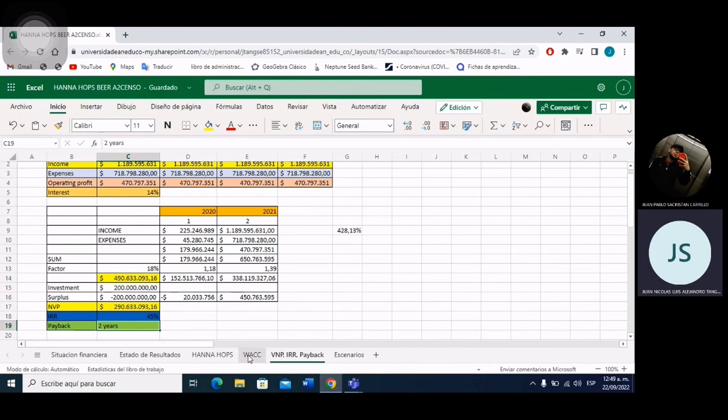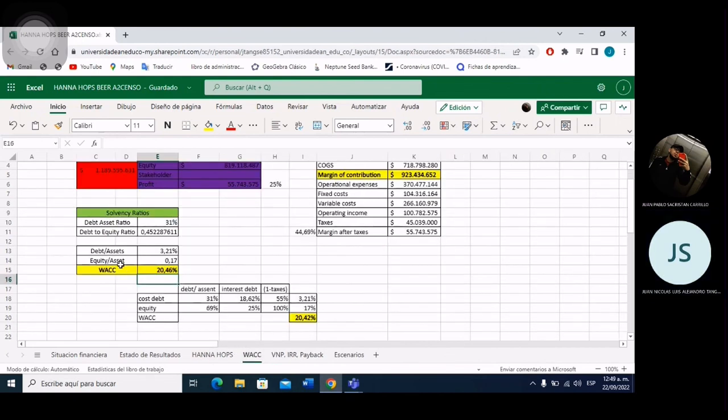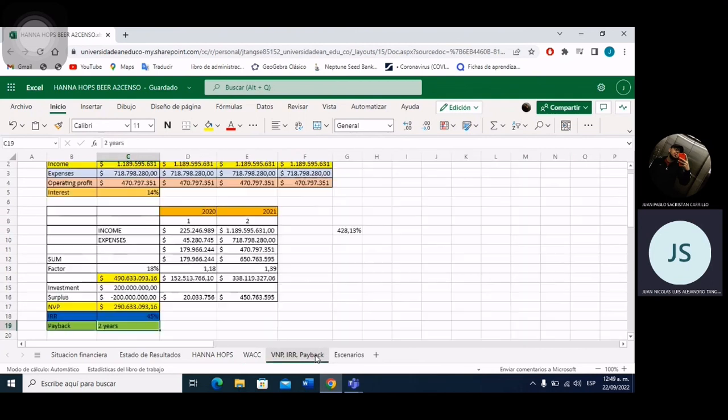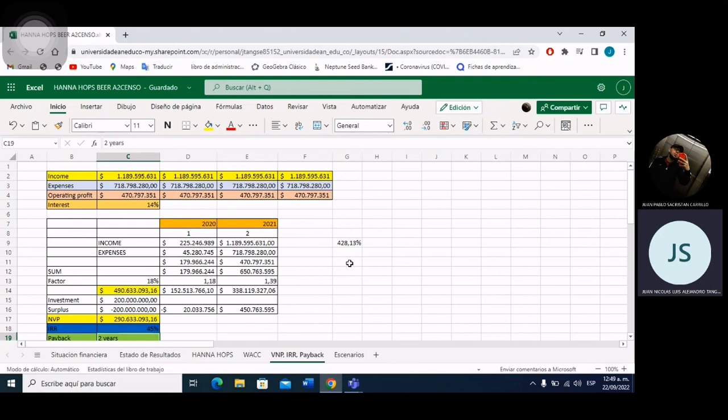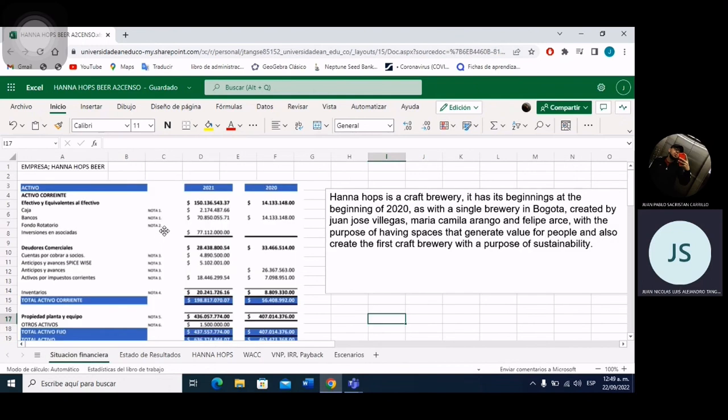And finally, in WACC, we have the debt to total assets, a ratio that shows how much of a business is owned by creditors. Creditors are people who have lent money, compared with how much of the company's assets are owned by the shareholders. And that is all the analysis that we can present of Hanna Hops. Thanks.